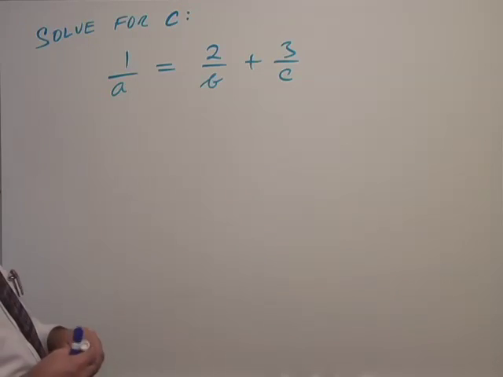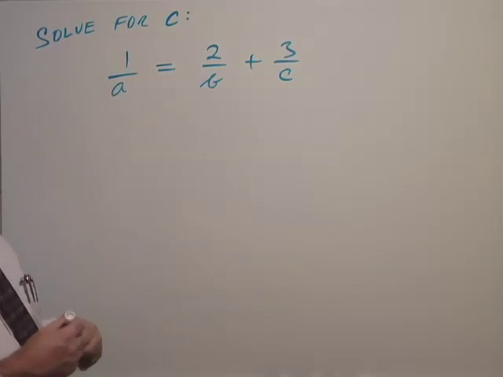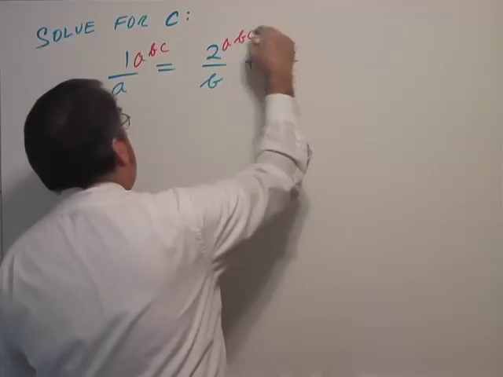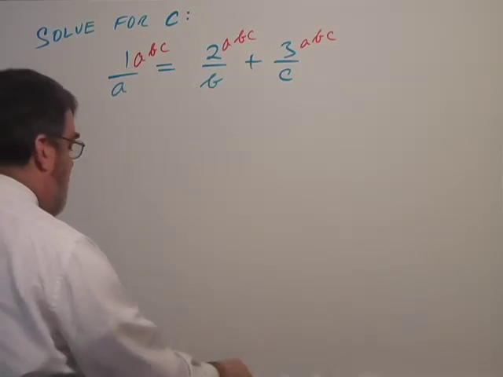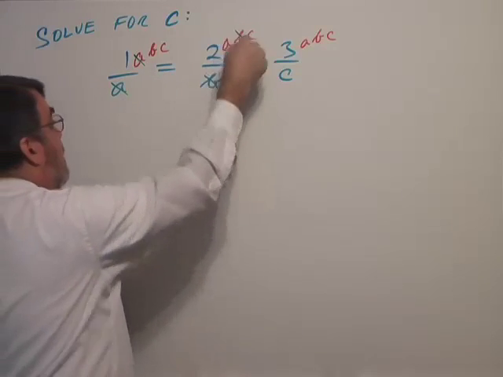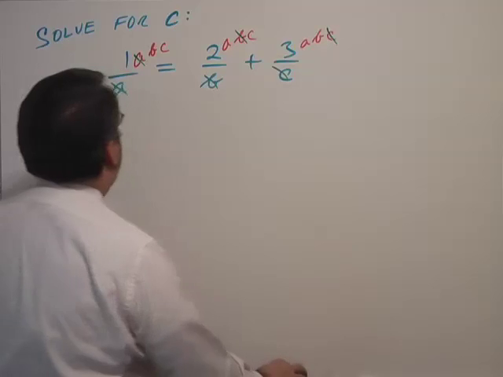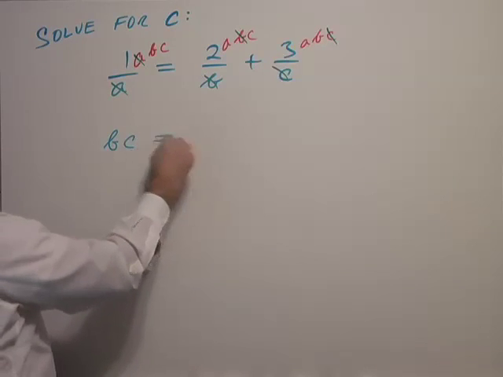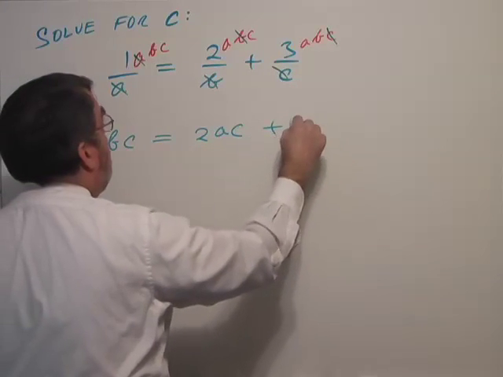So what is my common denominator? I have a, b, and c as my terms, so abc is the common denominator. We'll multiply each of these. Here the a cancels, there the b cancels, and there the c cancels. That gives us 1bc, just bc, equals 2ac plus 3ab.